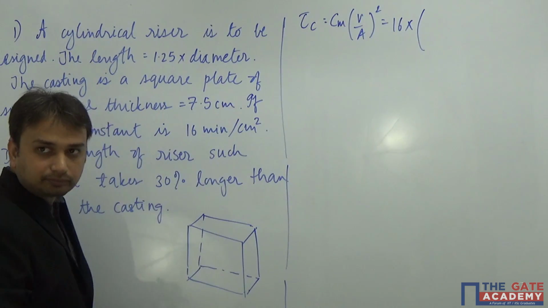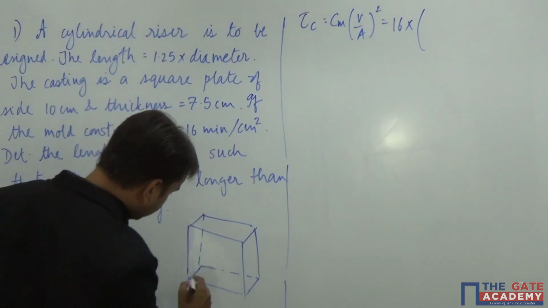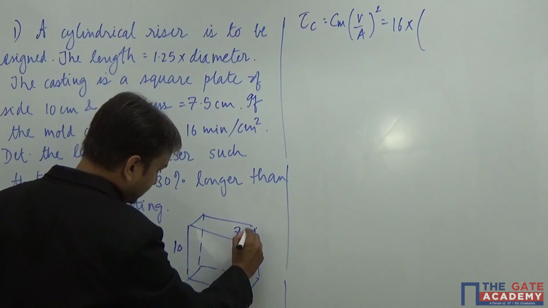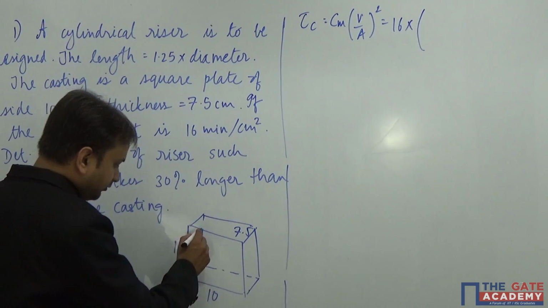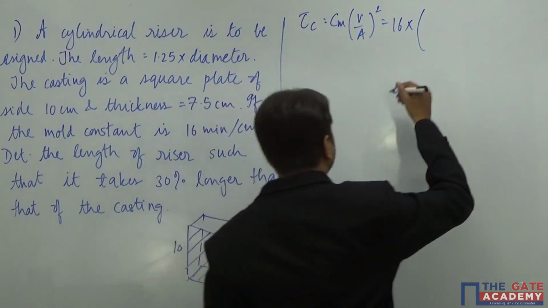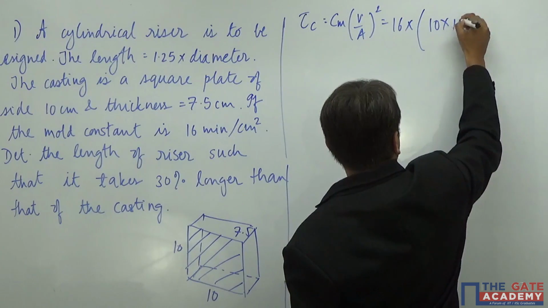Like this. Okay, try to understand. This is a freehand figure. So this is 10 and 10, and the thickness is 7.5. So firstly, the volume is okay, fine. Volume is nothing but 10 into 10 into 7.5.